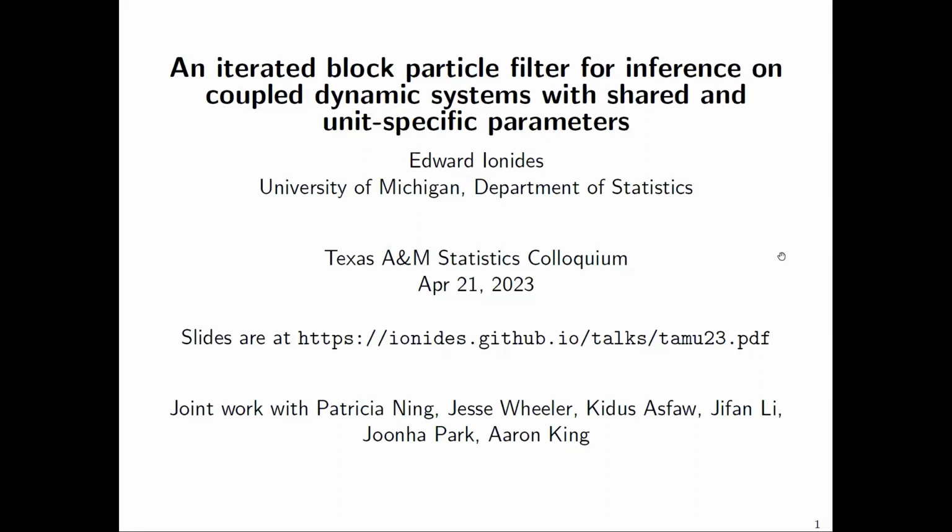So I have quite a long title: Iterated Block Particle Filter for Inference on Coupled Dynamic Systems with Shared and Unit-Specific Parameters. And I think I'm going to try and explain that. Sometimes when you have a long title, that means it's a very specific niche thing. But I think this talk has a lot of applications.